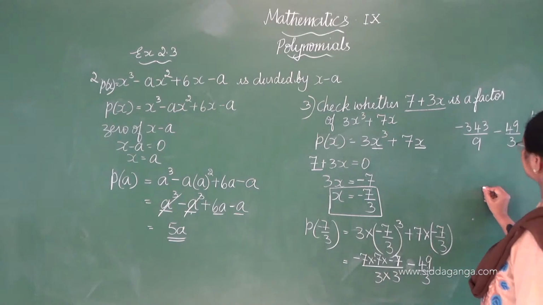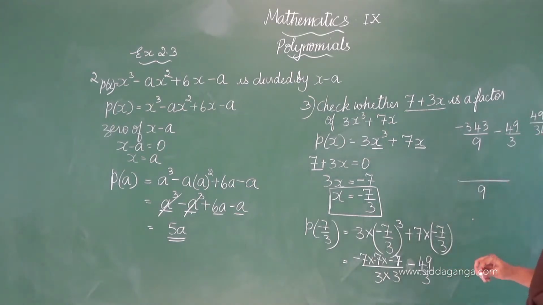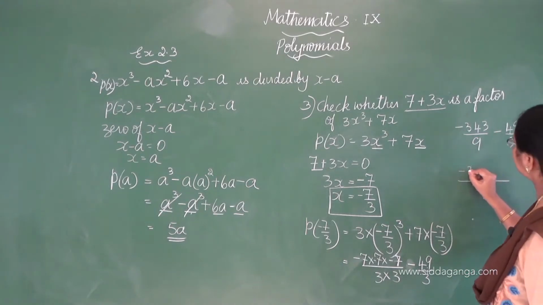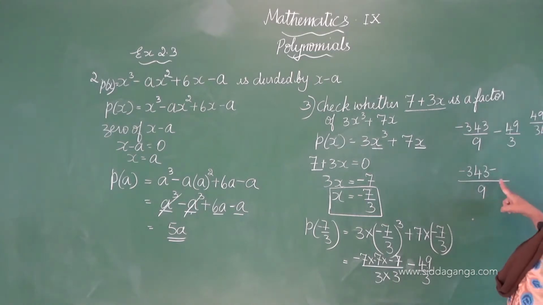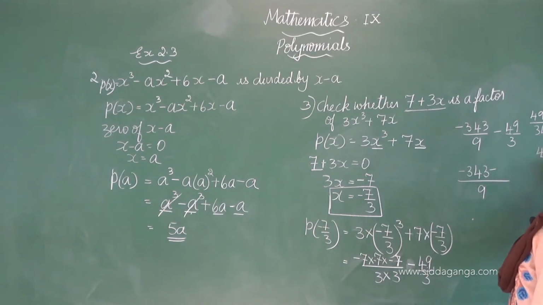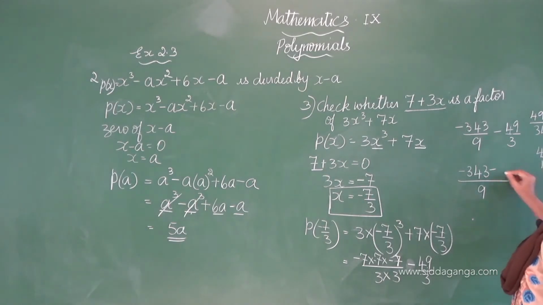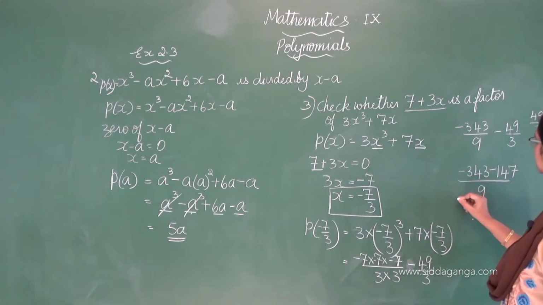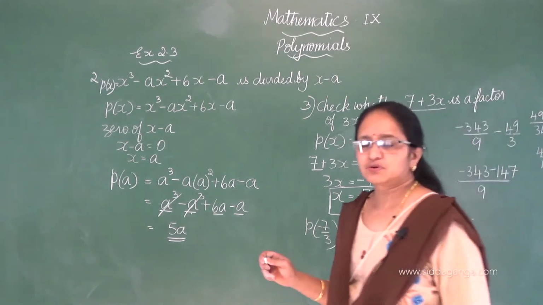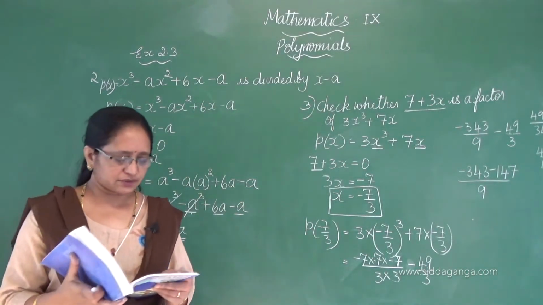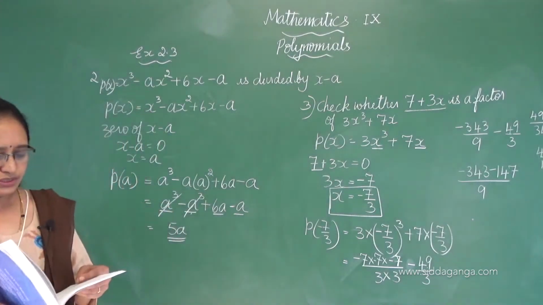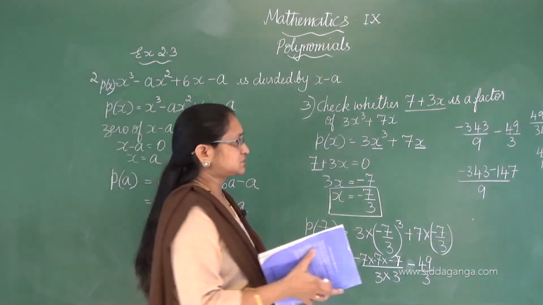Now the LCM, again here the LCM is 9 and here 343 minus 3 3s are 9, 49 into 3. So 49 into 3, 147. So here you won't get 0. So we can conclude that, see, this is not the factor. So check whether 7 plus 3x is a factor of 3x cube plus 7x. So we won't get 0 here.